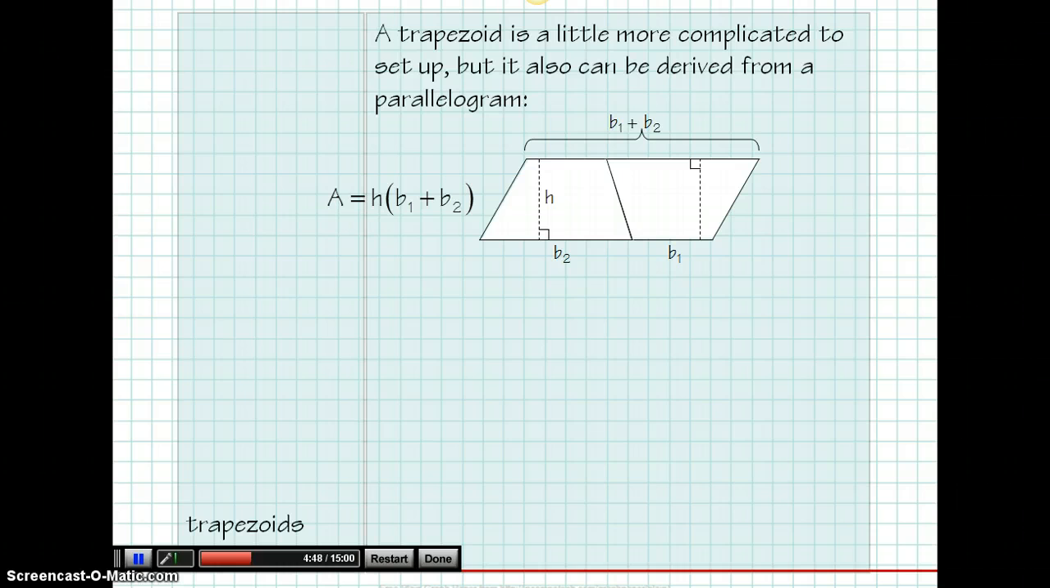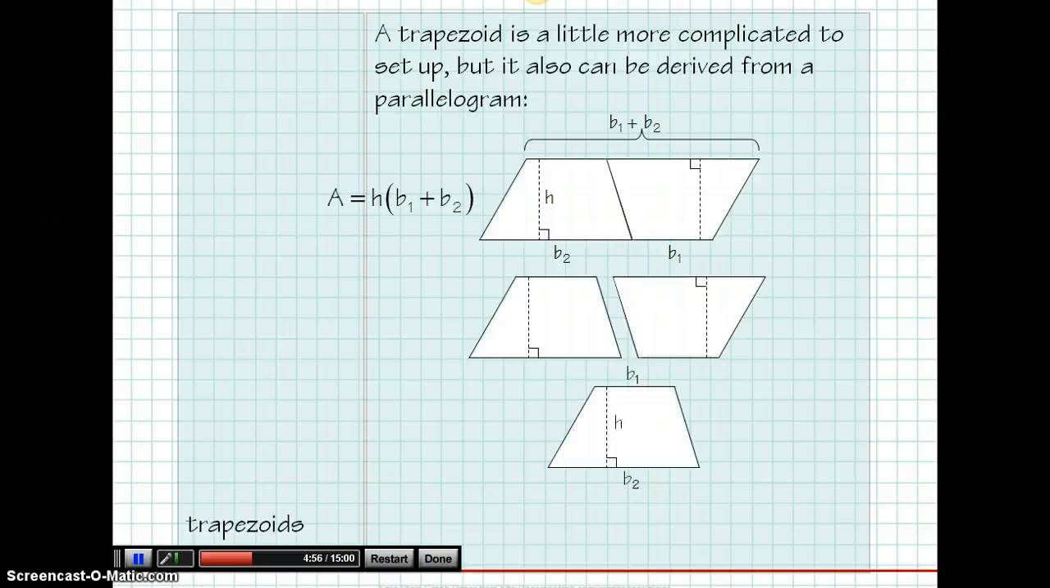And so then what happens is I can split this thing apart into my two trapezoids, which means that the area of one trapezoid is going to be 1/2 of height times base 1 plus base 2. So there's my formula. So 1/2 of the height times base 1 plus base 2, or height times the sum of the bases divided by 2, whichever way you want to do it.